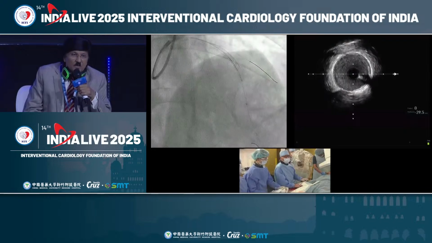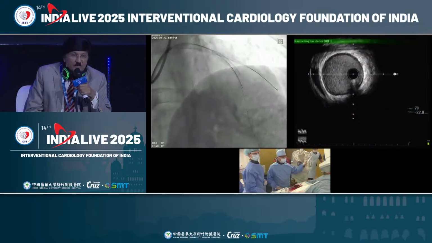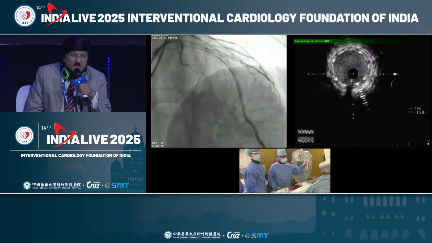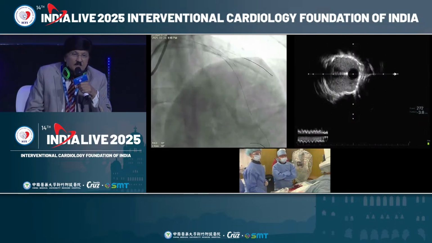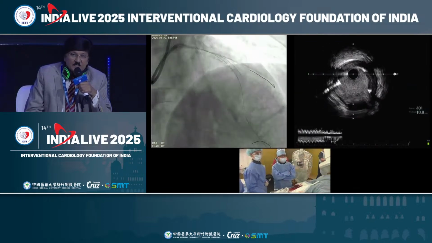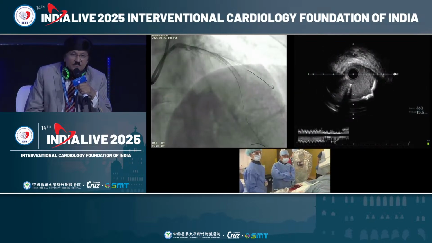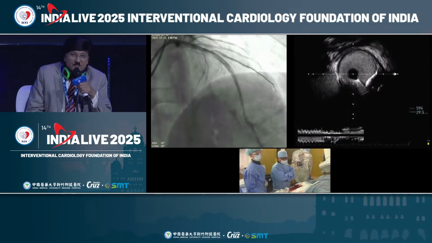What about the diagonal branch? Have you done any treatment for that? Diagonal branch, no, nothing, because the flow is good. Yeah, okay, very nice. Excellent. And let us see now whether there is some under expansion at the site of the waist, where there was a 270 degrees arc of calcium.